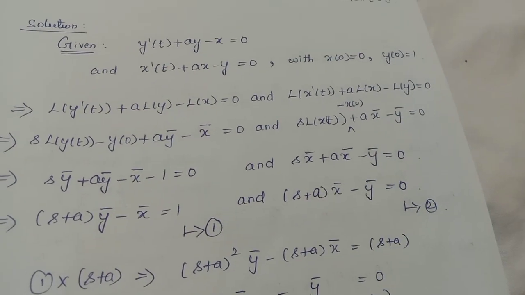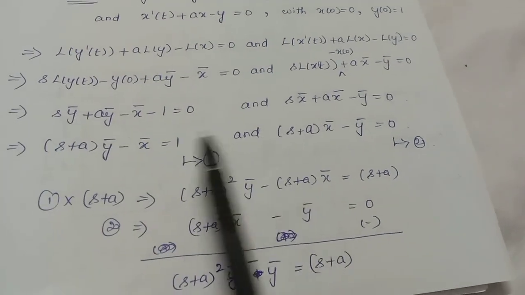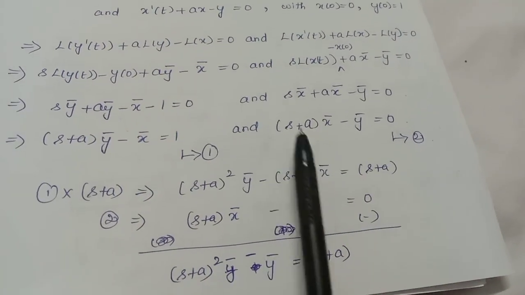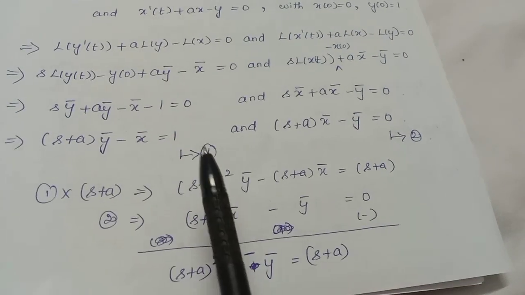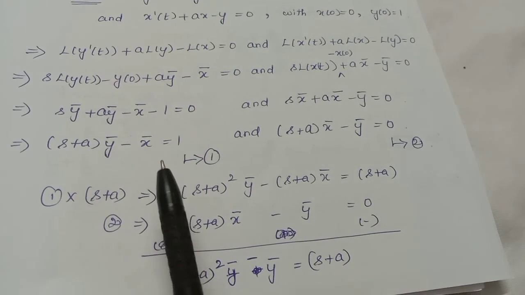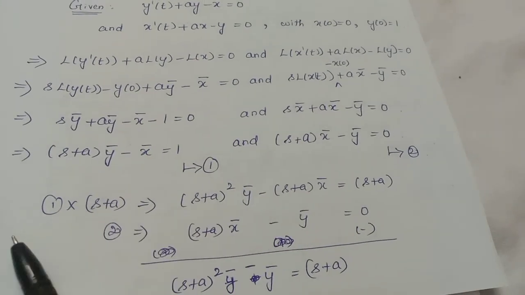Okay, now what is my aim? To find the values of both x and y. I am having two equations, no? First you take the two equations, remove any one of them. Either you remove x bar or y bar, find the value for the other variable, and then again you take the pair and remove the other variable and find the value.